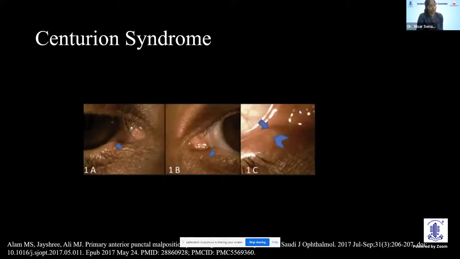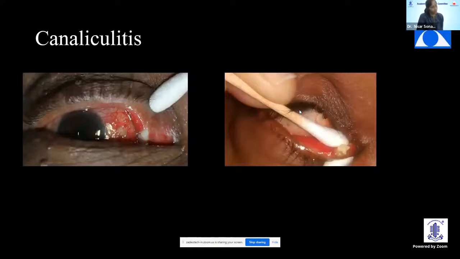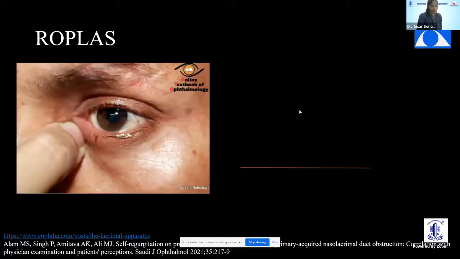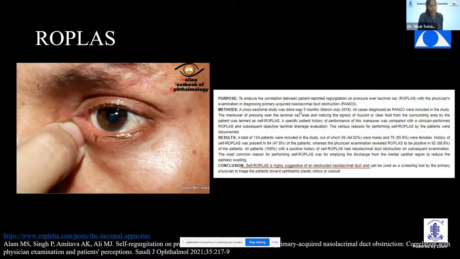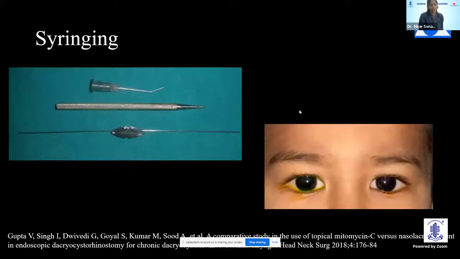Of course, Centurion syndrome, that is anterior insertion of the medial canthal tendon, also is one of the causes of epiphora. Canaliculitis is a masquerade of nasolacrimal duct obstruction, and that is something that must be looked for. The most important test is Regurgitation on Pressure over the lacrimal sac area, ROPLAS. And it has been proven that self-ROPLAS can be used as a screening tool for the patients. When we're doing syringing, these are the tools that we must keep ready in our OPD. And syringing and probing is very, very important.